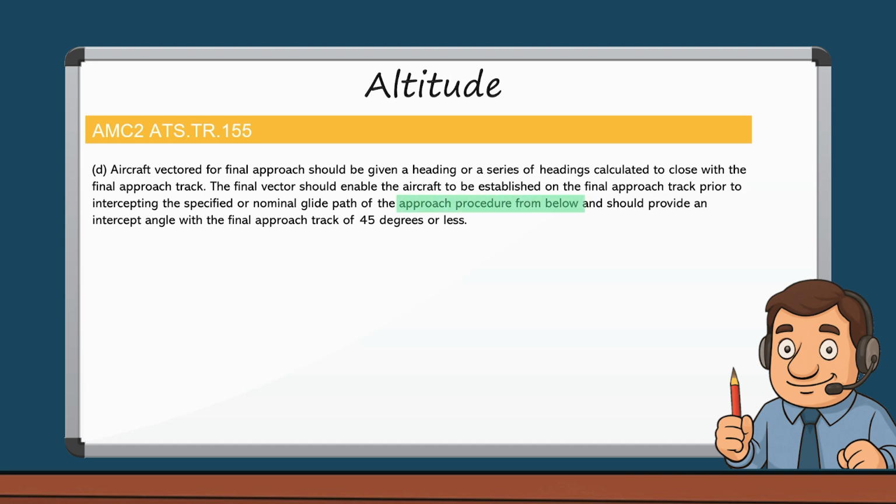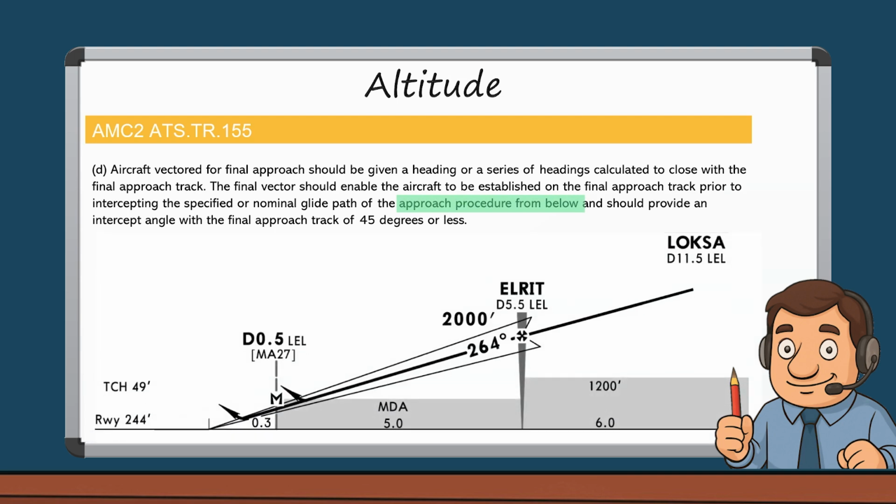So you have to clear the pilot to an altitude low enough to enable the pilot to intercept the glide slope from below. This enable is important because it means that you are not responsible for him being below the glide slope when he intercepts the ILS. That is his responsibility as he's the one flying the airplane, but you need to enable him by giving him the opportunity to do so by clearing him to an appropriate altitude and an appropriate time.